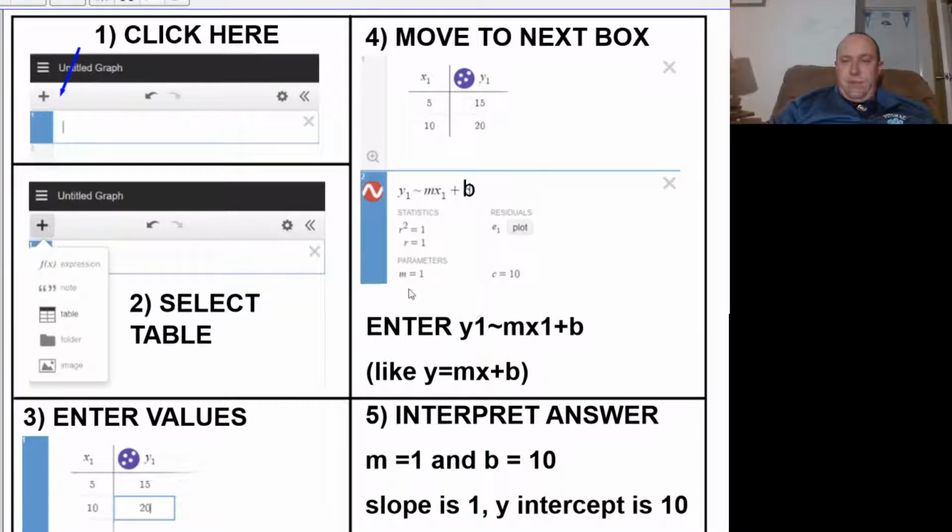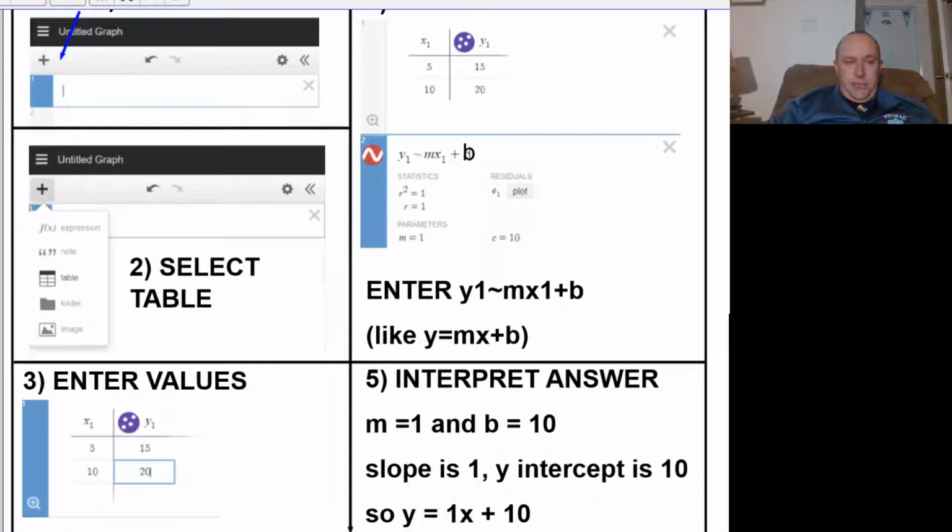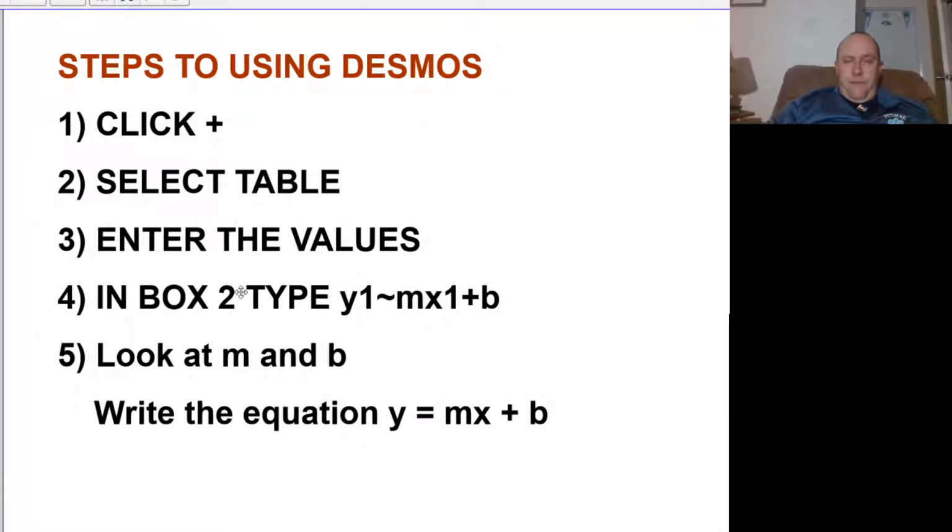And then once you have your 2 numbers, remember the first number tells you the slope, and the second number tells you the y-intercept. So if I have 1 and 10, I would write the equation as y equals 1x plus 10. If you prefer, this is just without the pictures. Click the plus, select table, enter the values, type in that equation, and then look at m and b and find out what the equation actually is going to be.